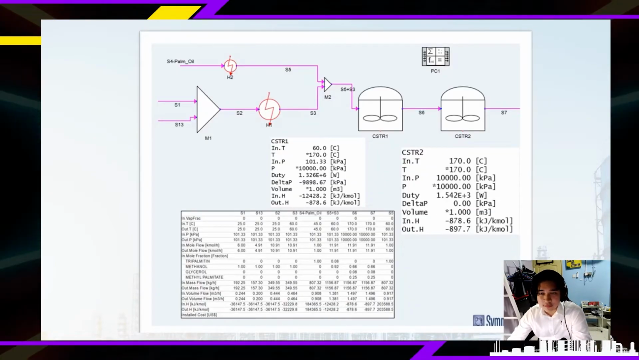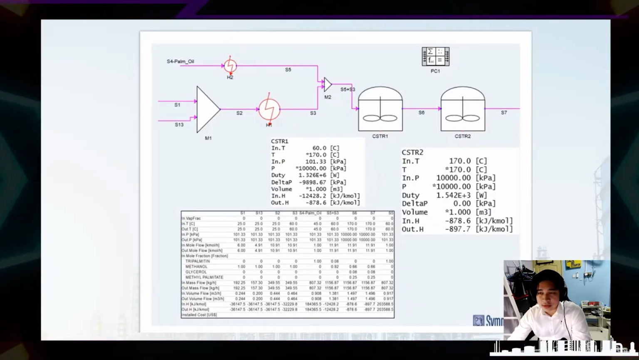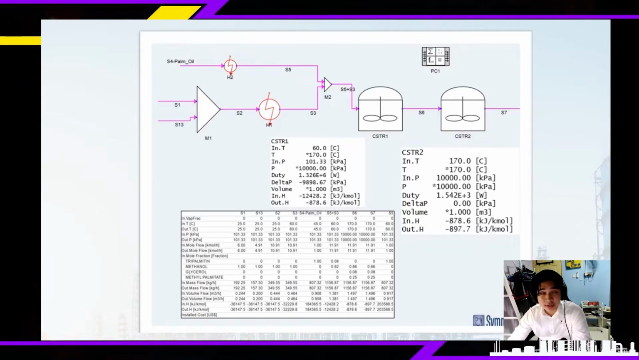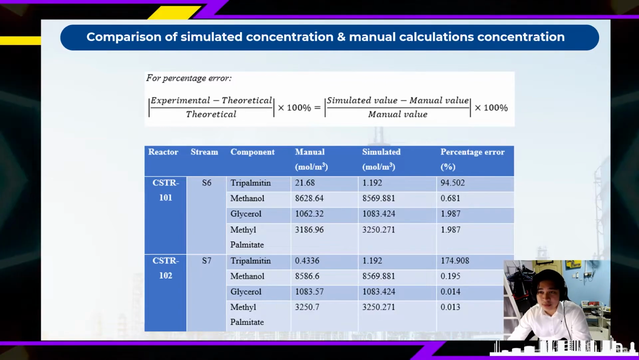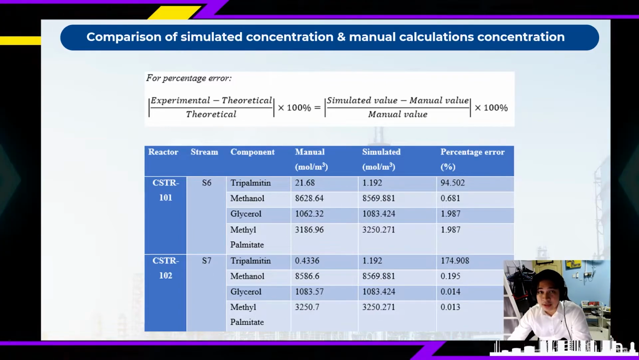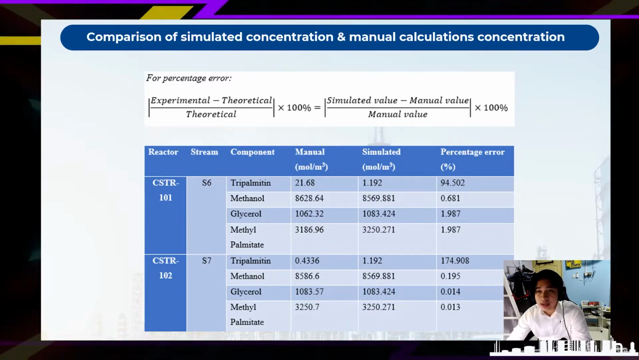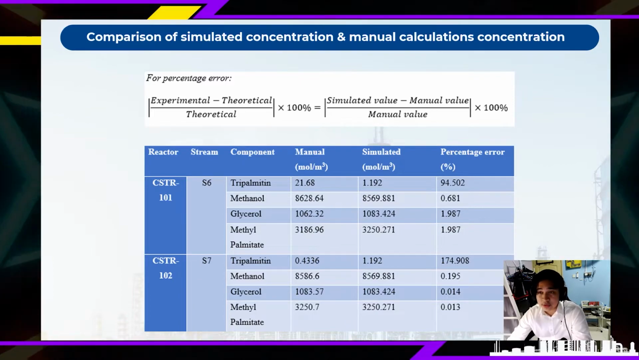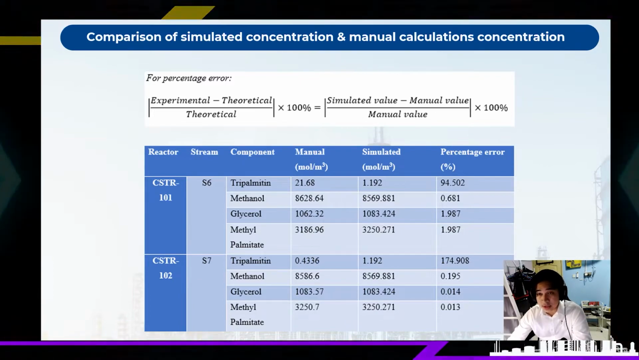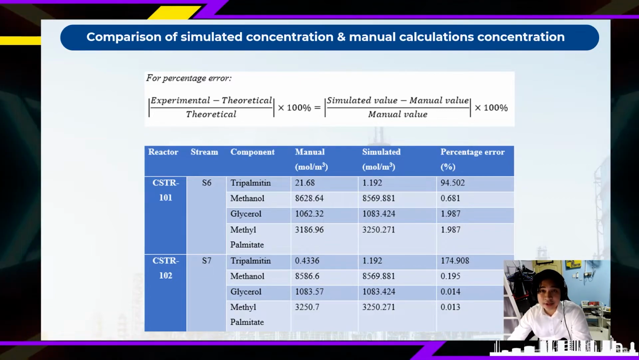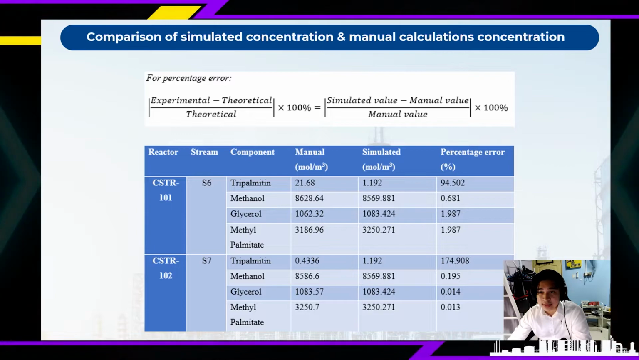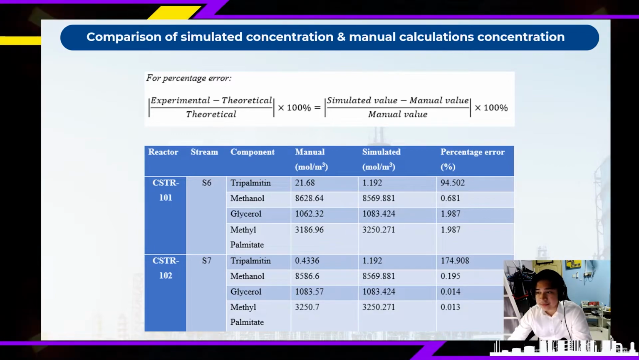This is the picture of the completed flow diagram that we have done to simulate the reaction process using Symmetry software. After that, we have done a comparison between simulated concentration and manual calculated concentration. The formula of percentage error is shown there, and we have calculated the percentage error between manual and simulated values of concentration for each component in both reactors, as shown in the slide.